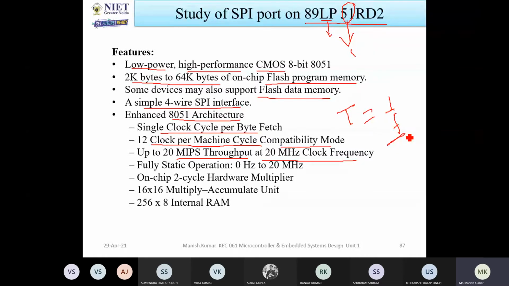And the next feature is fully static operation, between 0 Hz to 20 megahertz. So what is the meaning of fully static operation? The processor has a static core and data is stored in the static RAM rather than dynamic RAM. In the case of static operation, we are going to store the data in static RAM, not in dynamic RAM.